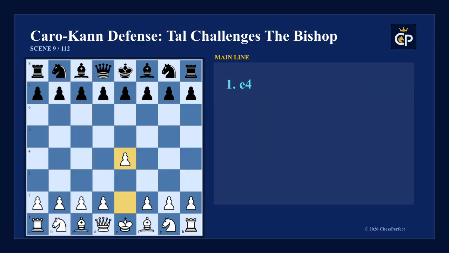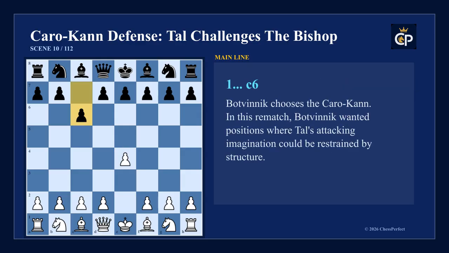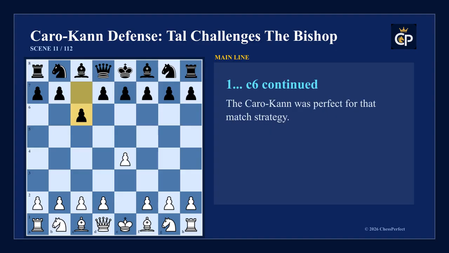e4. c6. Botvinnik chooses the Caro-Kann. In this rematch, Botvinnik wanted positions where Tal's attacking imagination could be restrained by structure. The Caro-Kann was perfect for that match strategy.